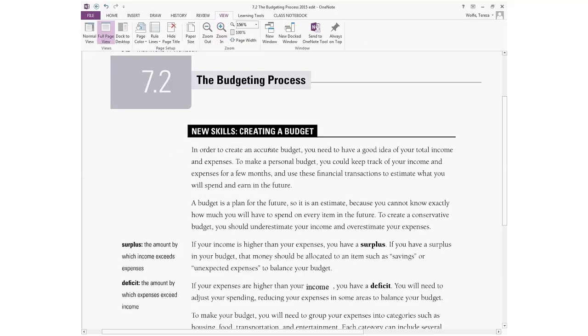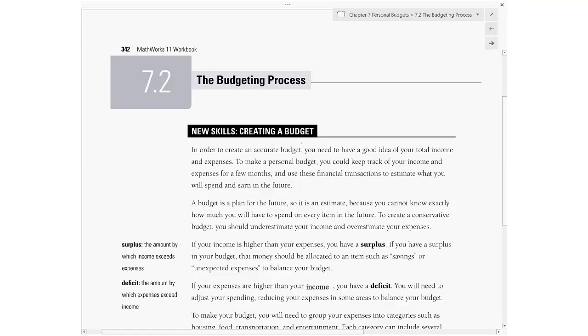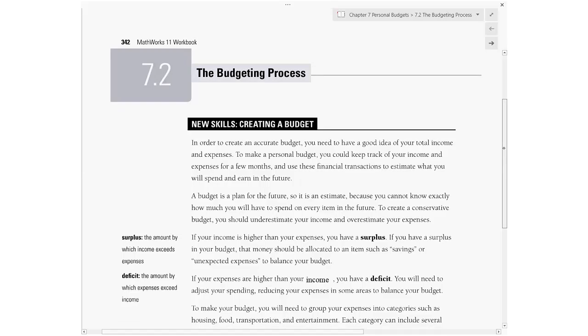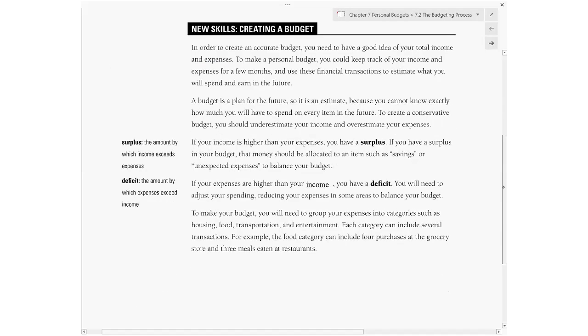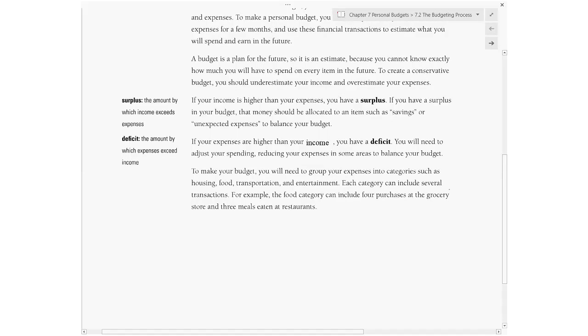Okay, so you could keep track of your income and expenses for a few months, and then you estimate what you will spend and earn in the future. And remember, your budget is a plan for the future. It's an estimate. You don't know exactly how much you're going to spend, or how much money you're going to make. So you want to create what you call a conservative budget, which means you underestimate your income, so less than what you think you're going to make, and you overestimate your expenses, so you do more than that.